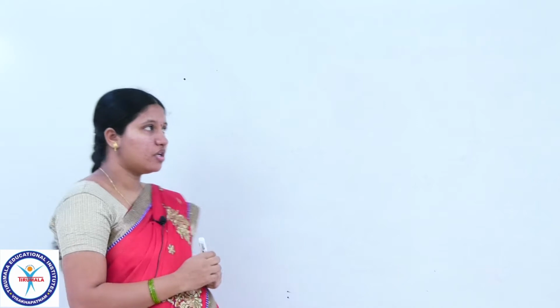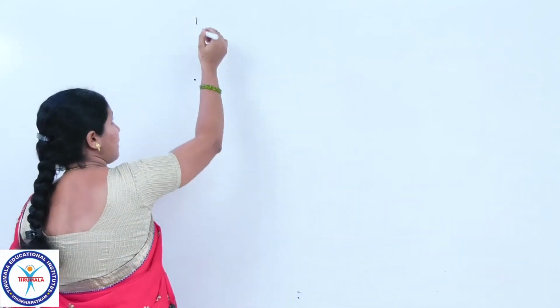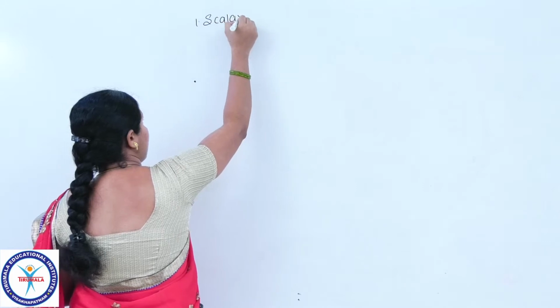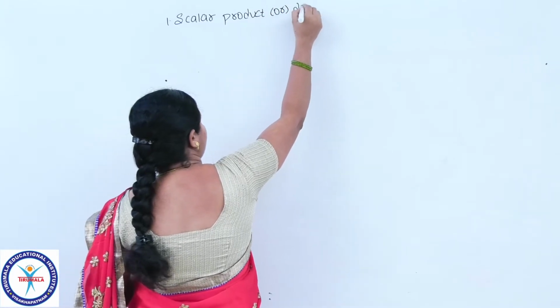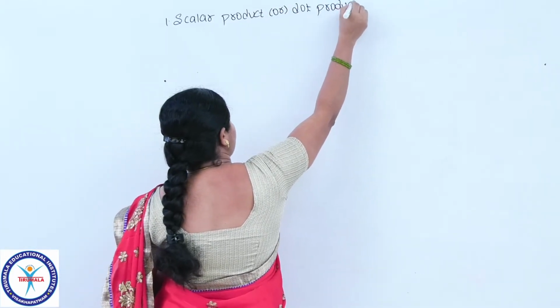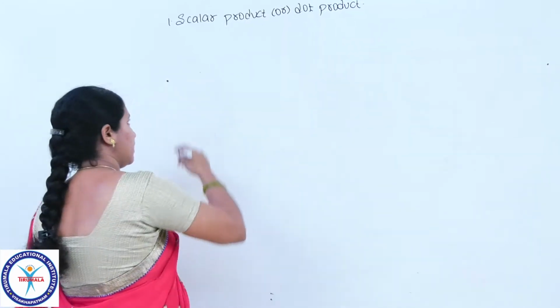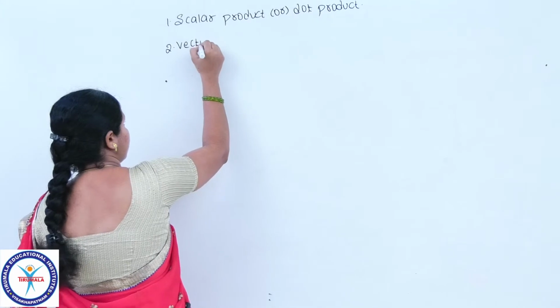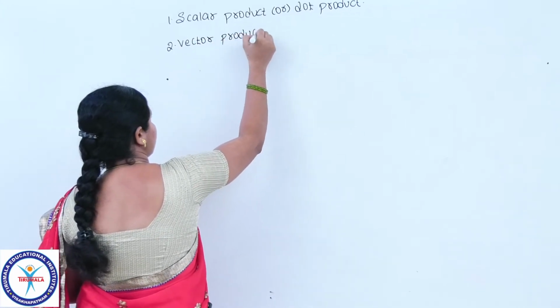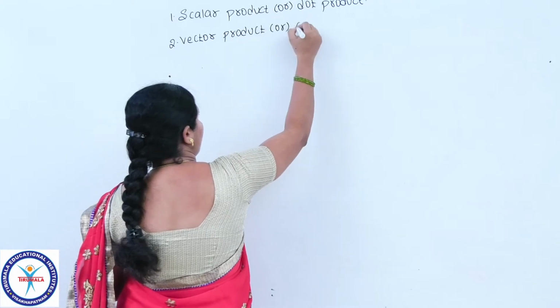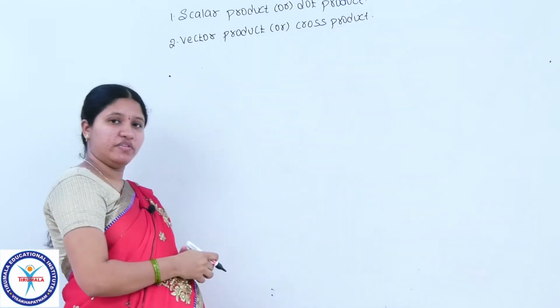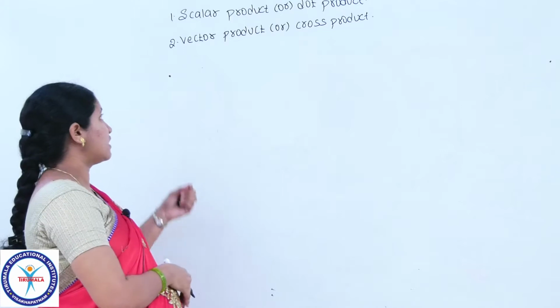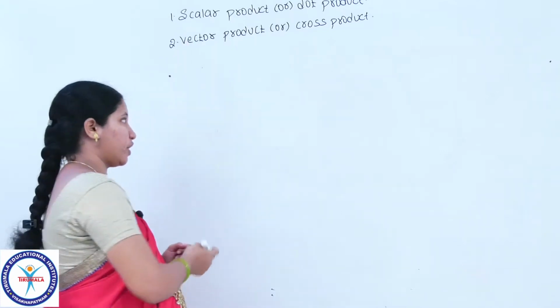The first one is scalar product and the second one is vector product. So there are 2 ways in which the vectors can be multiplied. The first one is known as scalar product, and the other name for scalar product is dot product. The second one is vector product, or we can also call vector product as cross product. So these are the 2 ways in which vectors can be multiplied. So first let us see the scalar product or dot product.